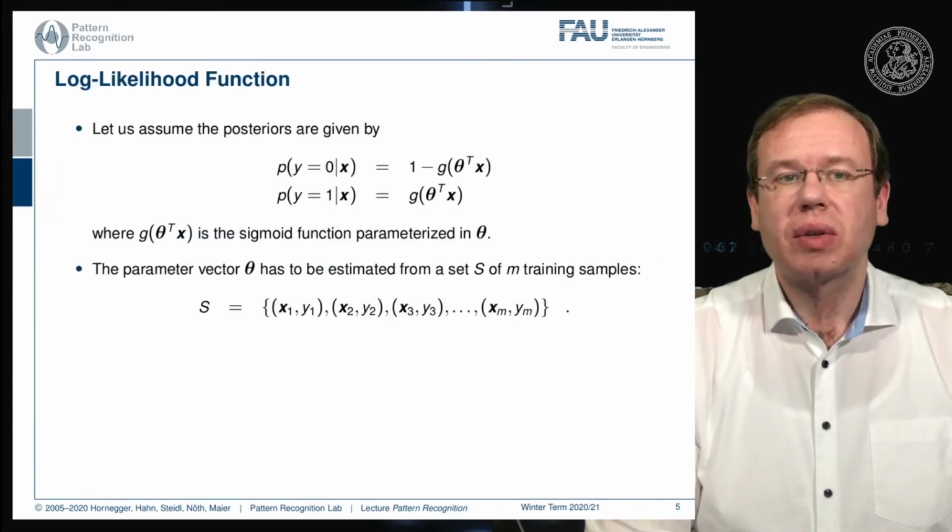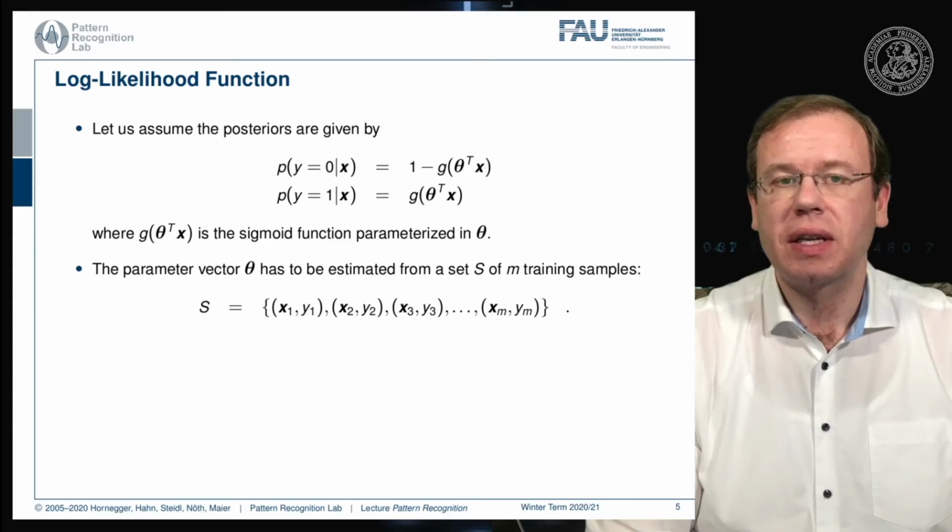So also we want to assume the posteriors to be given by two classes. So we have the class y equals 0 and y equals 1. If we do so, we can write down the probabilities of the posteriors as 1 minus g of theta transpose x and g of theta transpose x, where we essentially reuse our logistic function or sigmoid function, and the thing we are interested in now is the parameter vector theta. So somehow we have to estimate theta from a set of m training observations.